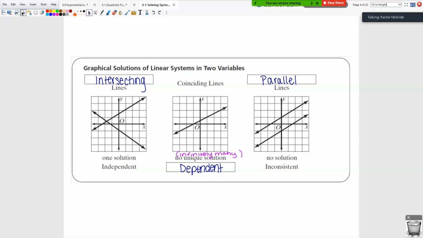So if you think back to the other day, we had the case where we had 0 equals 0. That represented coinciding lines. When we got 0 equals 0 with substitution or elimination, that represented coinciding lines. When we got 0 equal to a number, that was representative of parallel lines, because parallel lines have no solution. Parallel lines have no solution and give an inconsistent system.